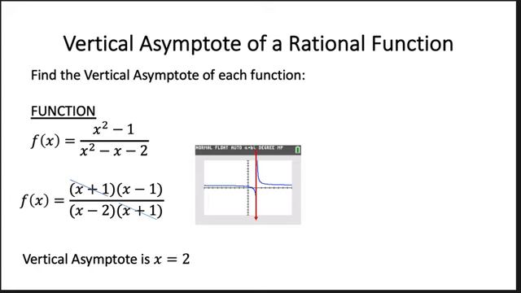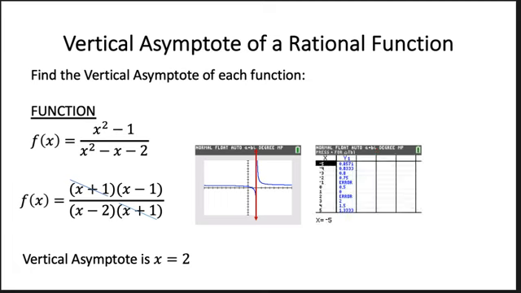But let's also look at the table. And in the table, we expect there to be an error message at 2. We expect that because we knew that there was an asymptote there. We knew that made the denominator 0. Why is there an error message at -1? Well, there's an error message at -1 because that's a value that is not included in the domain.